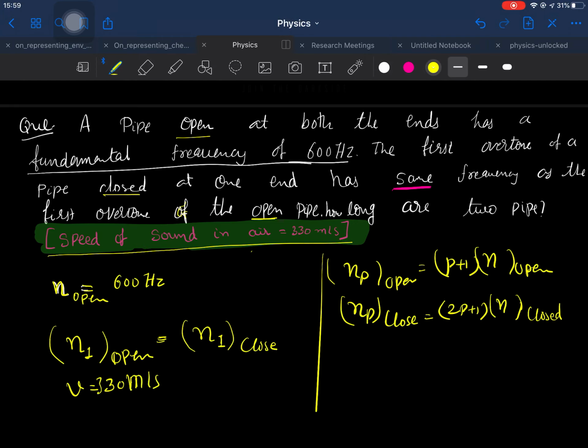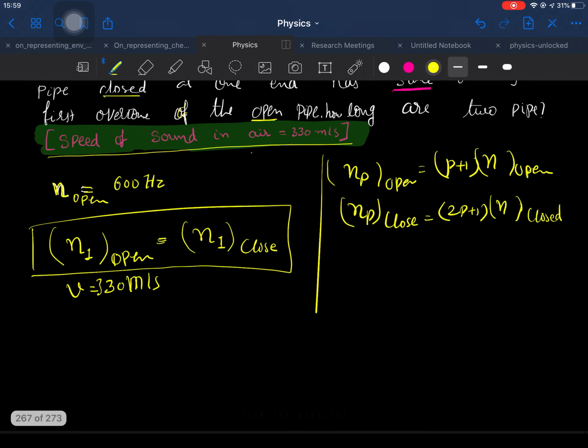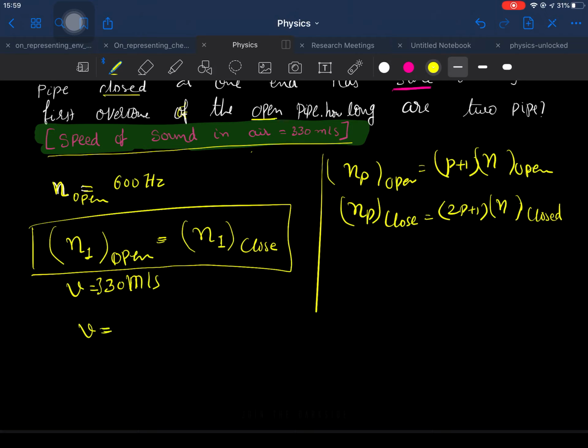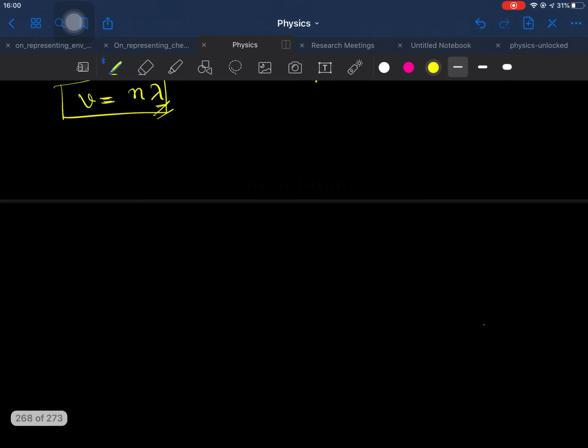Now, having all this information, can we calculate the length? Having the velocity, we will formulate properly. Velocity is nothing but n lambda. Do you remember lambda in terms of L? We're going to use that. Here we have the specific case of the open end and closed end of the pipe. We have already done the derivation, so we don't want to go into that detail.